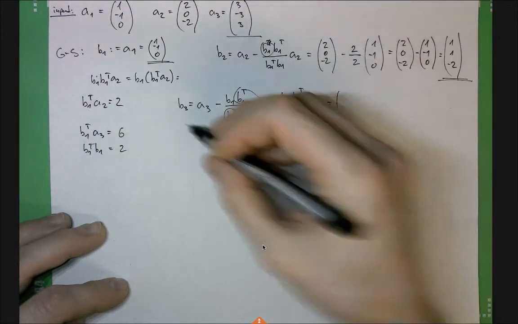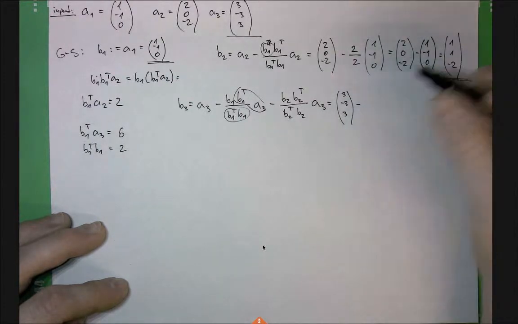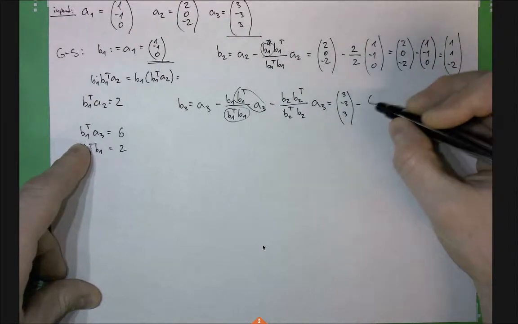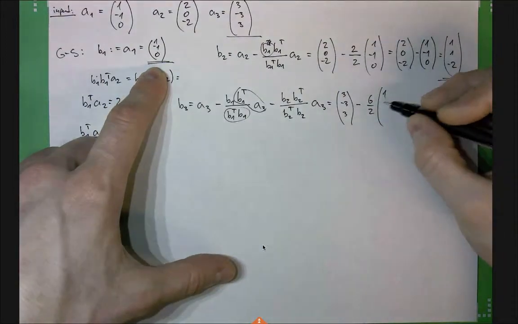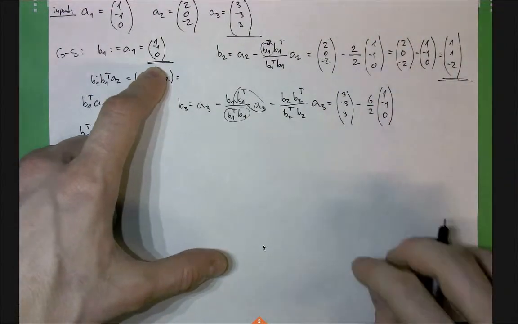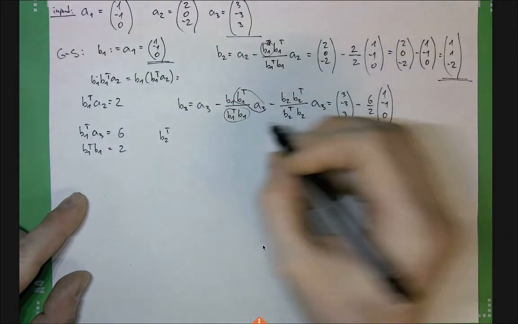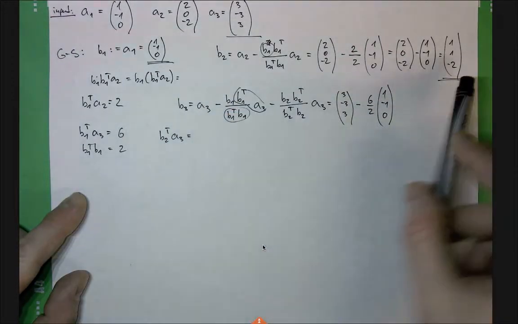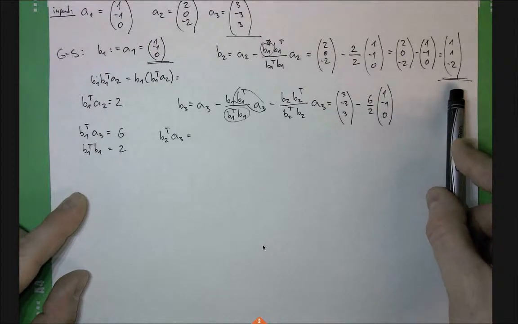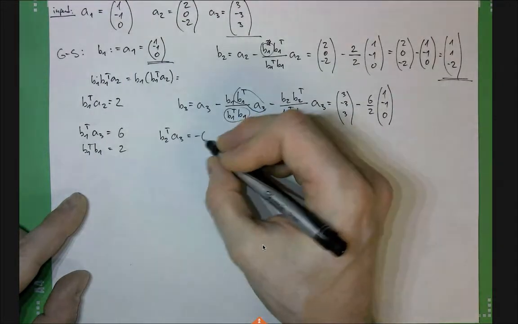Let me actually put it here. So A3 is 3, minus 3, 3. And here we have what? So we have B1T A3, that was 6 divided by 2 times B1. B1 is 1, minus 1, 0. Right? And this guy is how much? So this is B2 transpose A3. So this is A3. There is my B2. So what is the dot product going to be? So this is 3 minus 3, that cancels. So I think it is minus 6.